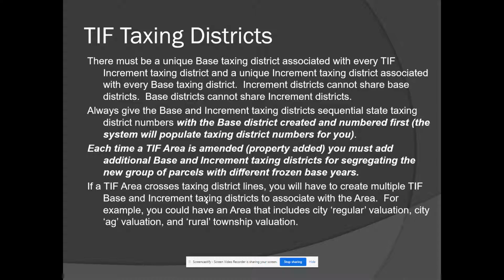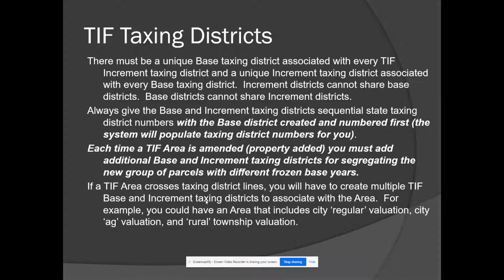And as I mentioned too, each time a TIF area is amended, there's property added into that area that's going to generate the TIF revenue. You have to add additional base and increment taxing districts for segregating out that new group of parcels that have different frozen base years. So just keep that in mind too. You have an existing area, 5 years down the road, it's amended. That amendment is going to trigger for you the need to add new base and increment districts to represent that amended area.